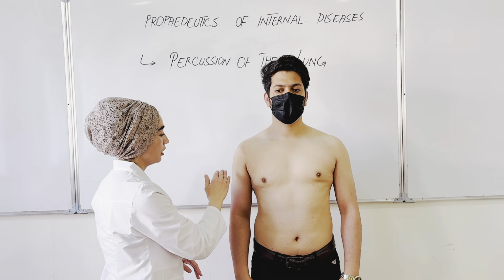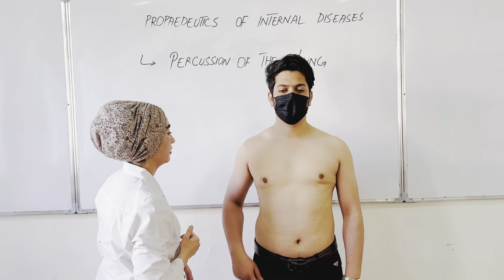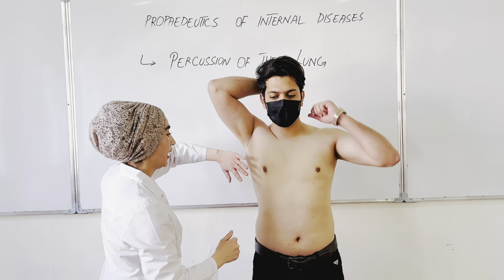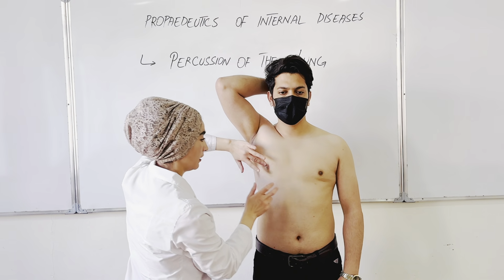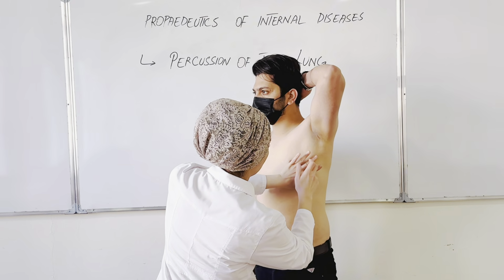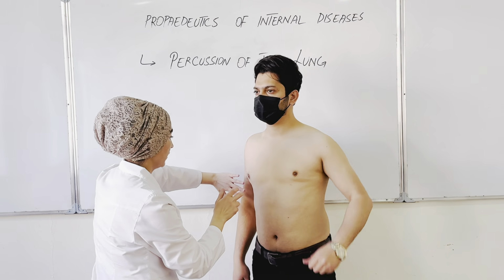Axillary region: raise both hands, and we put our finger parallel to the ribs. Left side, raise your hand. Again.